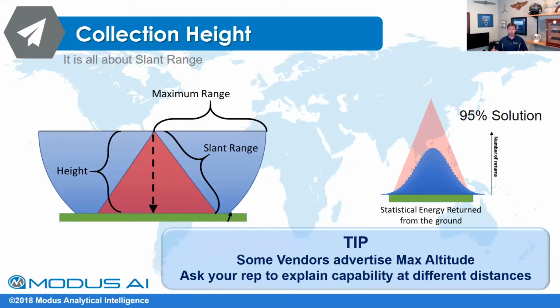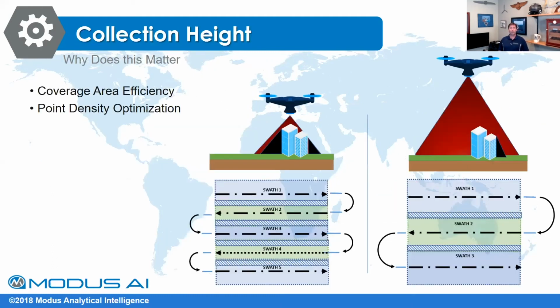So again, when they talk about max altitude, what you're really talking about is max slant range. Then start to do the quick calculation there for 45 to figure out what that slant range is and how much of a swath you can cover. And we covered that in our class in great detail, because it really is important.